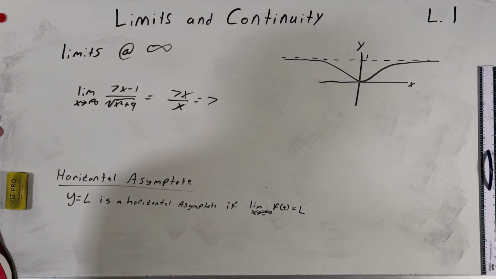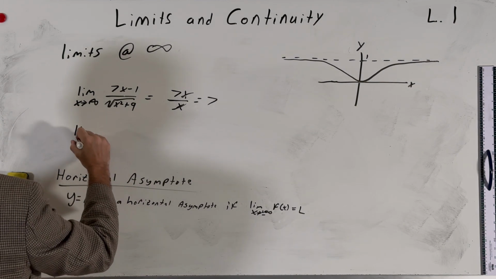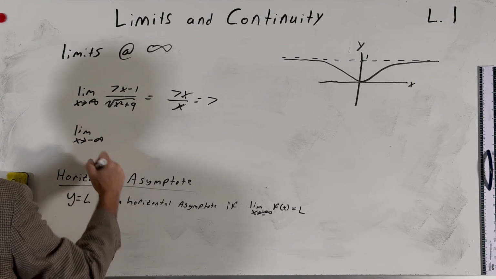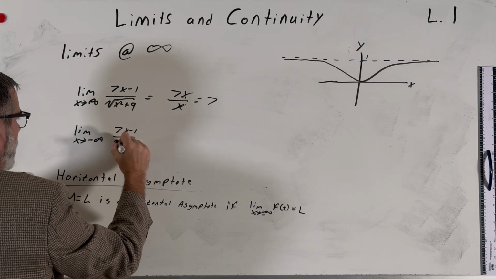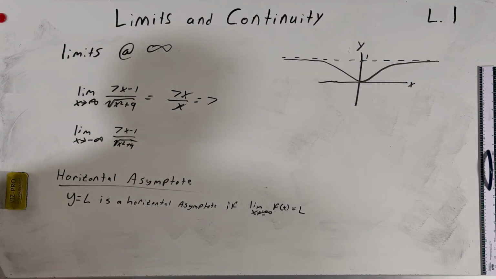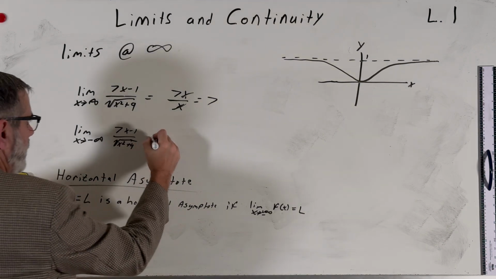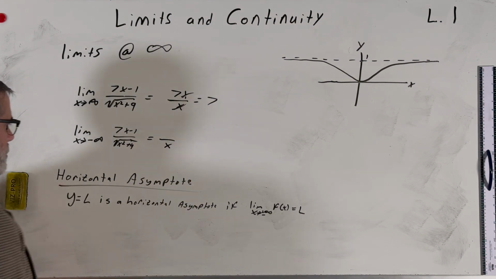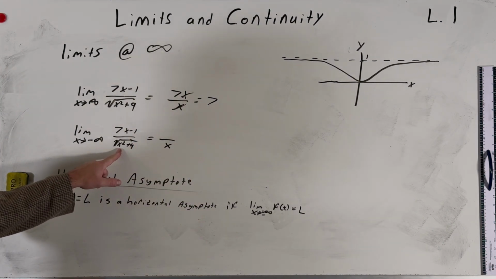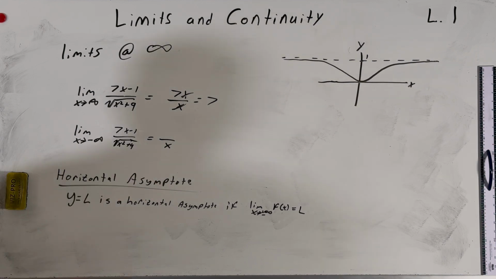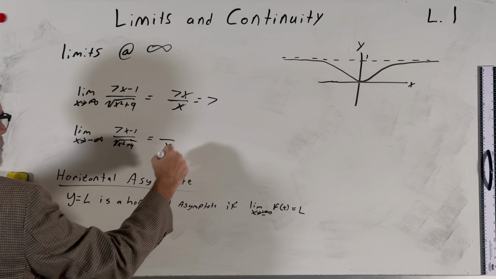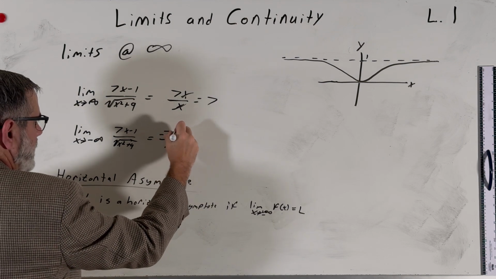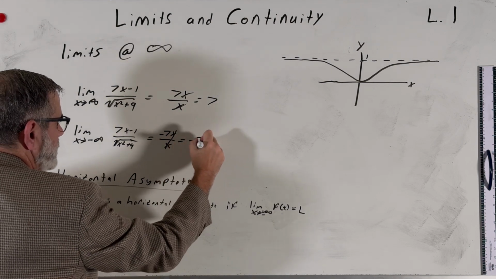Yeah? What if I looked at it from the other side, from minus infinity? If I took the limit as x approaches minus infinity, now I'm going in the opposite direction of the same function, 7x minus 1 over the square root of x squared plus 9, right? This time, in the denominator, I'll still get the x, because a negative number squared rooted is still a positive number, right? But in the numerator, I'm going to get a negative x, right? So it's going to be minus 7x. The x's cancel, and I get minus 7.